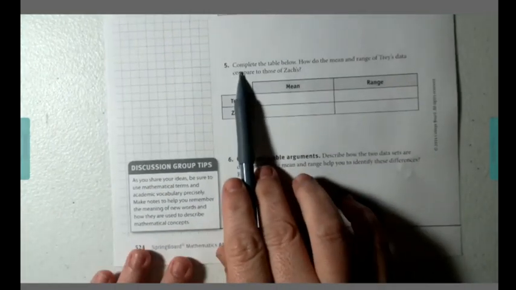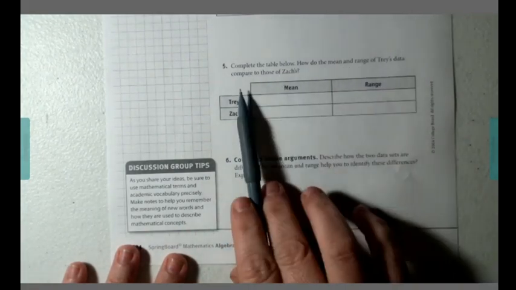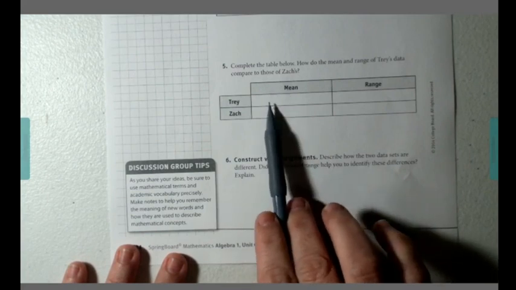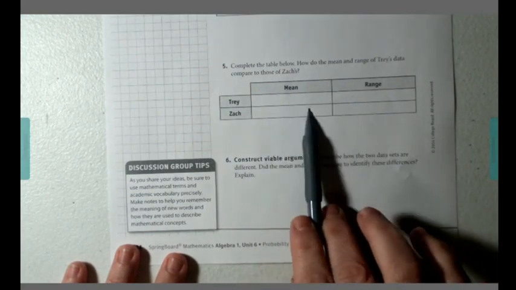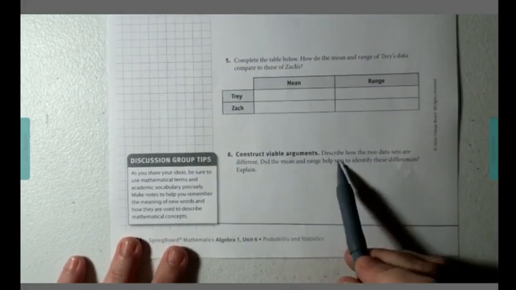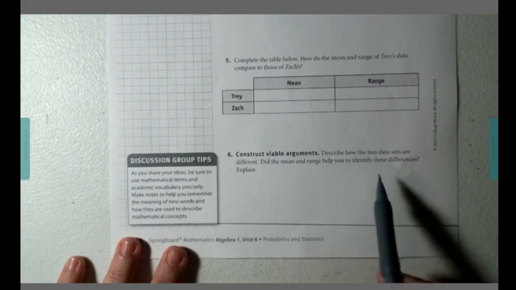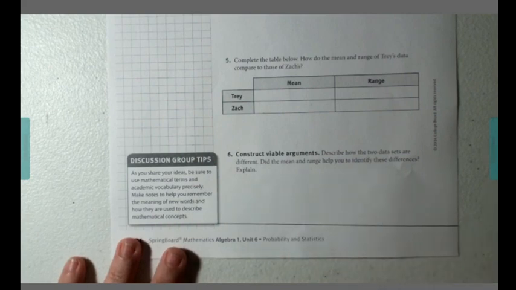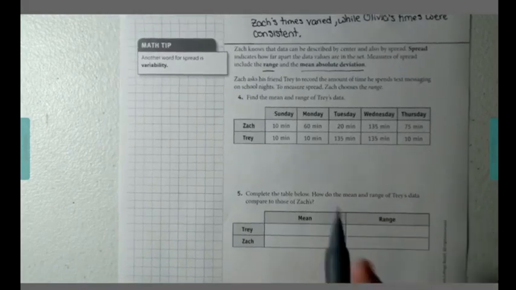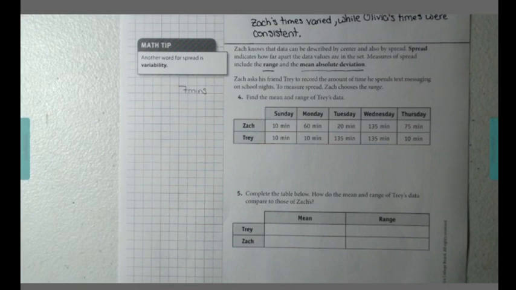Okay. Then in number 5, it asks us to complete the table below. How do the mean and range of Trey's data compare to those of Zach? So we're going to put the mean and the range for both Trey and Zach in the table and compare them. And then number 6 says, describe how the two data sets are different. Did the mean and range help you to identify these differences? And explain. Again, I'm going to have you work with your table mates. Again, I'm going to go with a 7-minute time limit here. So go ahead, pause your video, and work on questions 4 through 6 in 7 minutes.